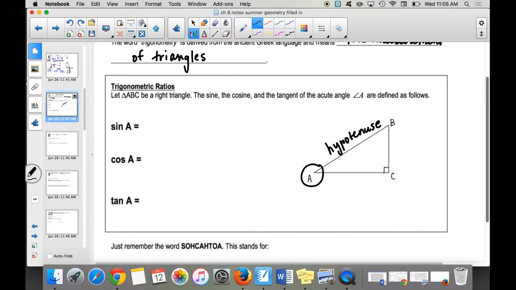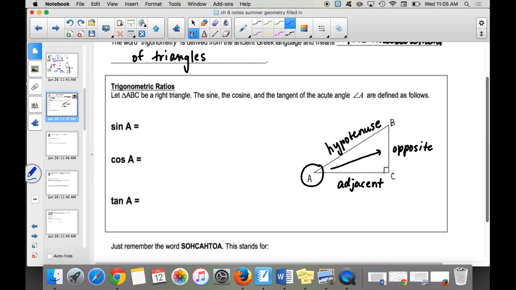Now we have two other words that we're going to use: adjacent and opposite. Adjacent is going to be the one that's next to A, but not the hypotenuse. Do you guys see where the adjacent is? So it's next to A, but it's not the hypotenuse. And then opposite is going to be across the triangle from it. Going all the way across the triangle, this would be opposite. Now be careful, because angle B has a different adjacent and opposite. If I had angle B, then angle B's opposite would be this line, and angle B's adjacent would be this line. Does that make sense?